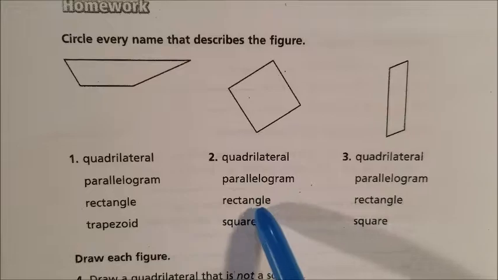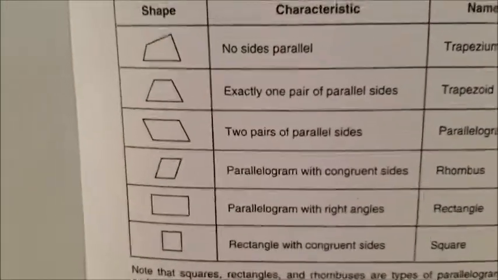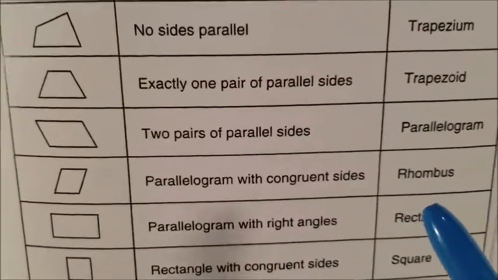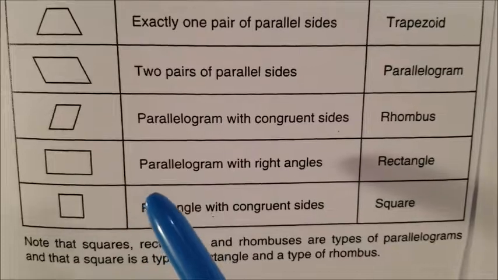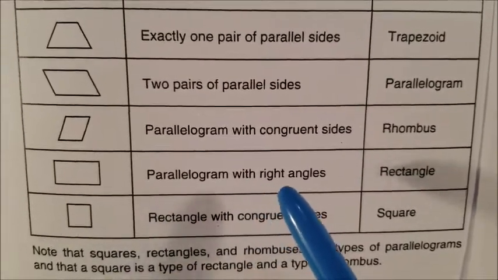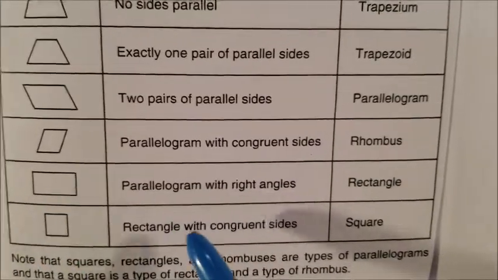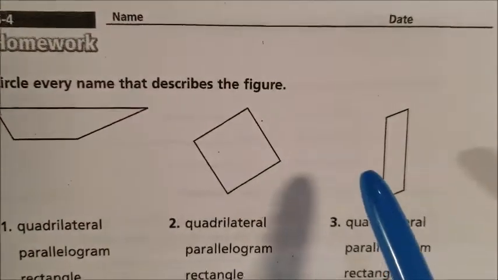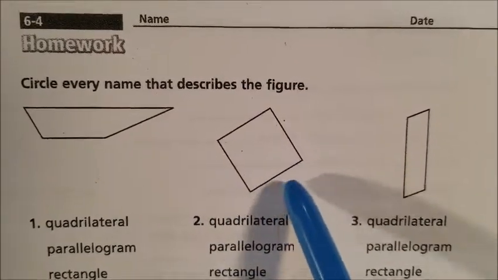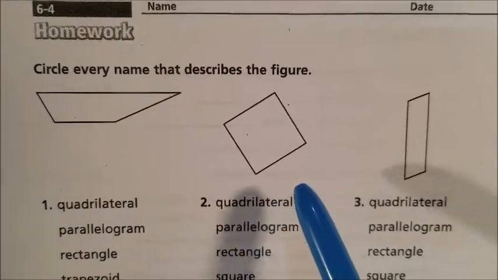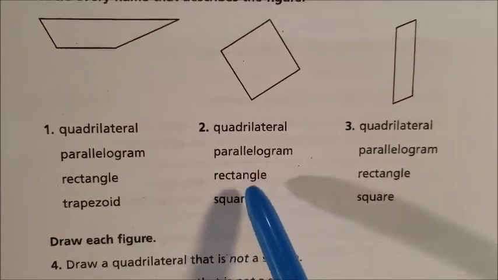Okay, rectangle. Let's go over here to the rectangle area. Some kids are saying, oh, wait, that's a square. Well, hold it. Yeah, we know it's a square, but does it meet the definition of a rectangle? Parallelogram with right angles. Well, yeah, that has all right angles there. That's a rectangle. So it's included as a rectangle. And then, of course, it's a square too. So we're going to circle all 4 of these.